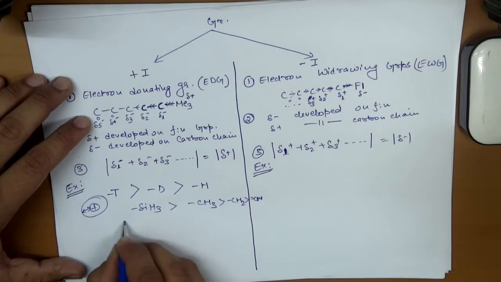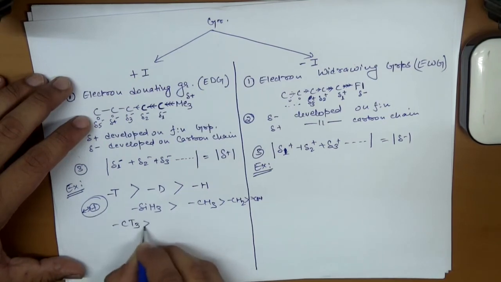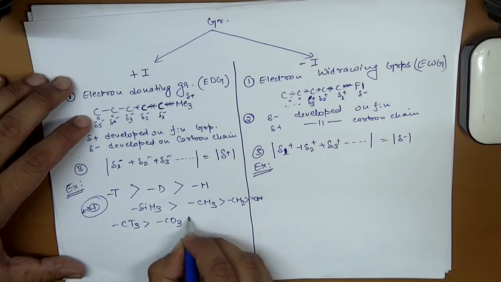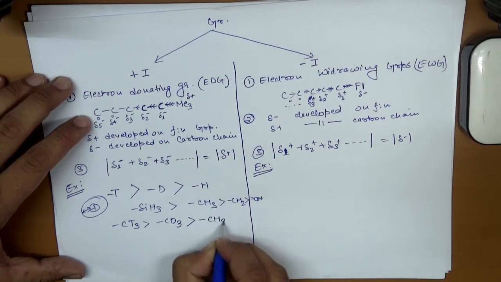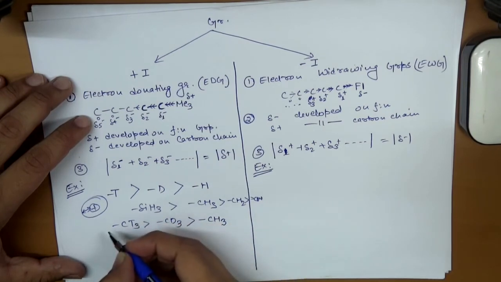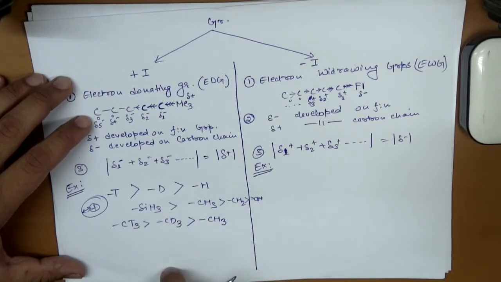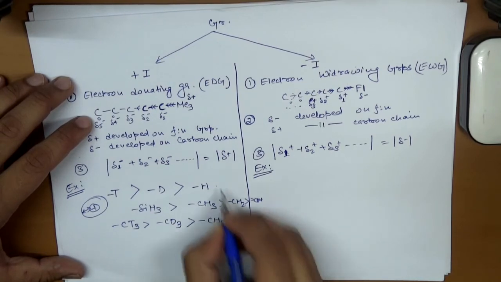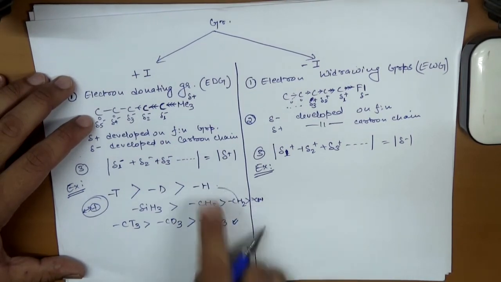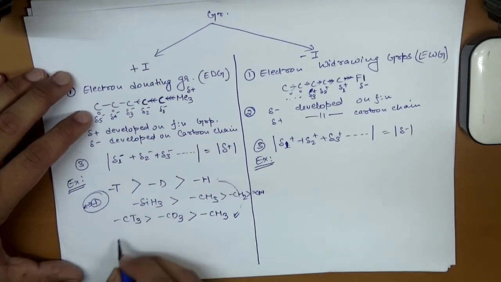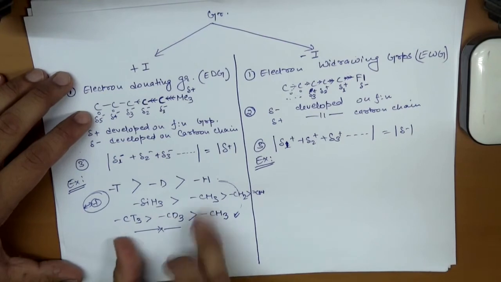And it is pretty obvious that CT3 has a better effect as compared to CD3 and also as compared to CH3, because on carbon there are 3 tritium which donate electrons as compared to D and as compared to H, meaning this scale can be predicted through the first one only. Now these are the first set of examples.